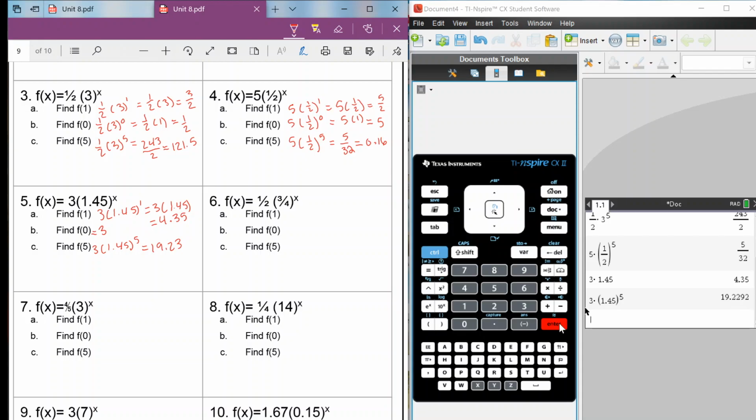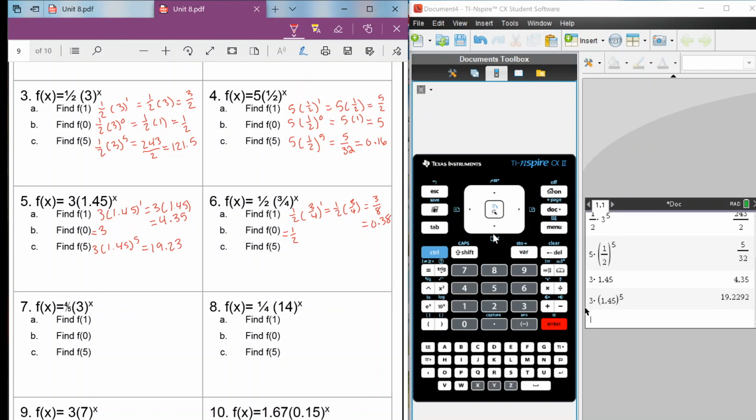Okay. Now you're working on number 6. You're finding f of 1, f of 0, and f of 5. Okay, this is what you should have got. So 1/2 times 3 over 4 to the first power is the same as 1/2 times 3 over 4, which is 3 over 8. And 3 over 8, if you got it in decimals, would be 0.38. Okay.